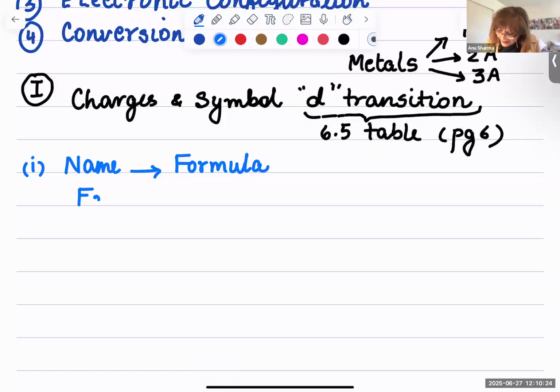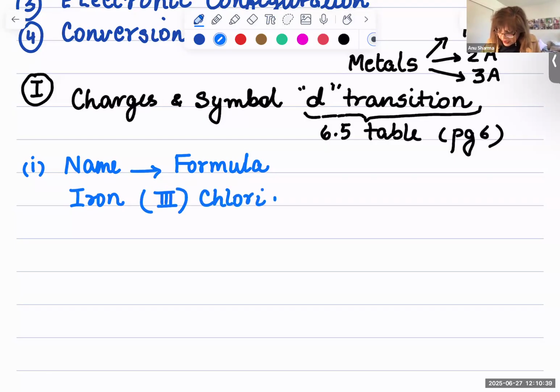let's just put it this way. Iron 3 chloride. So always remember that IDE is only when there are non-metals. IDE is just for the non-metals. There's a difference between IDE and ITE and ATE. ITE and ATE are the polyatomic ions. But where you just have IDE, that means all non-metals end in IDE.